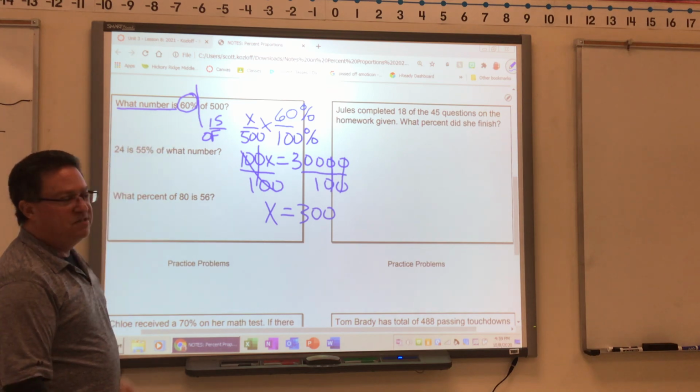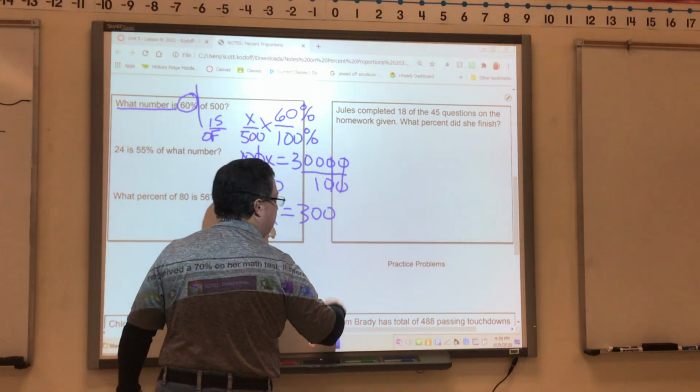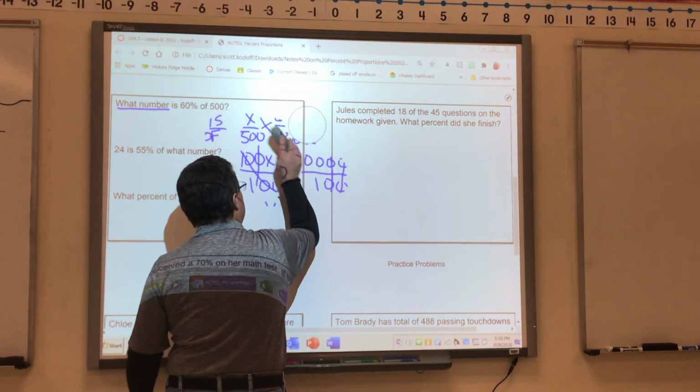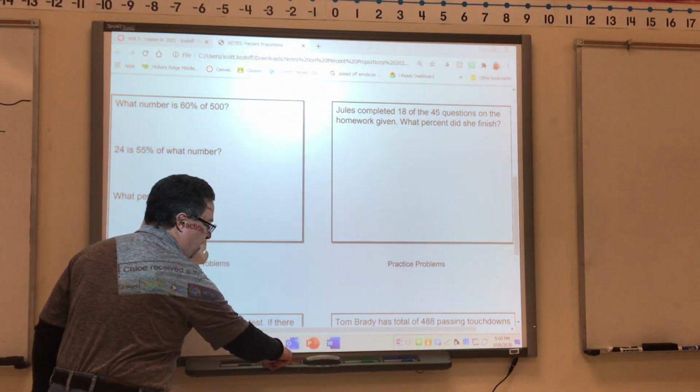300 is 60% of 50. Well, yeah, that makes sense. So your answer is more than likely right, which in this case it is. All right, next. 24 is 55% of what number?